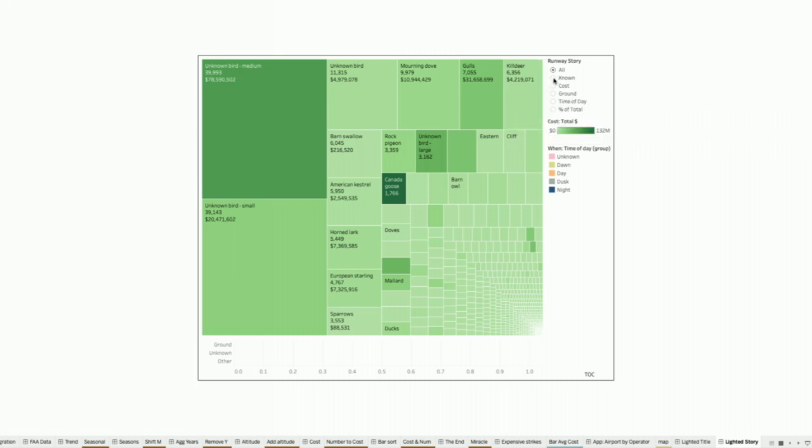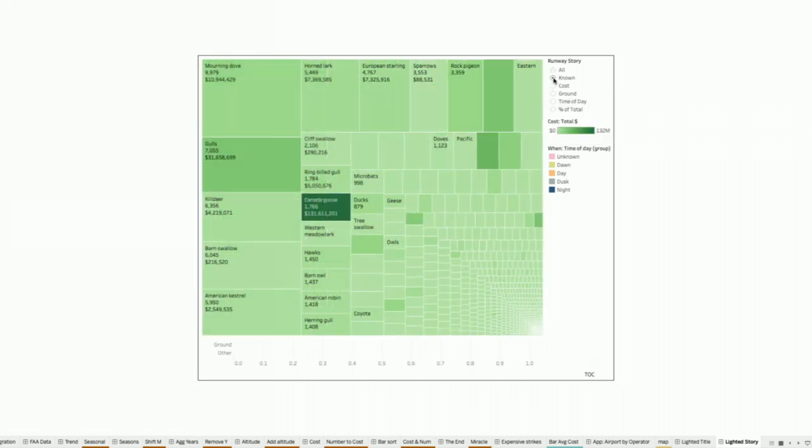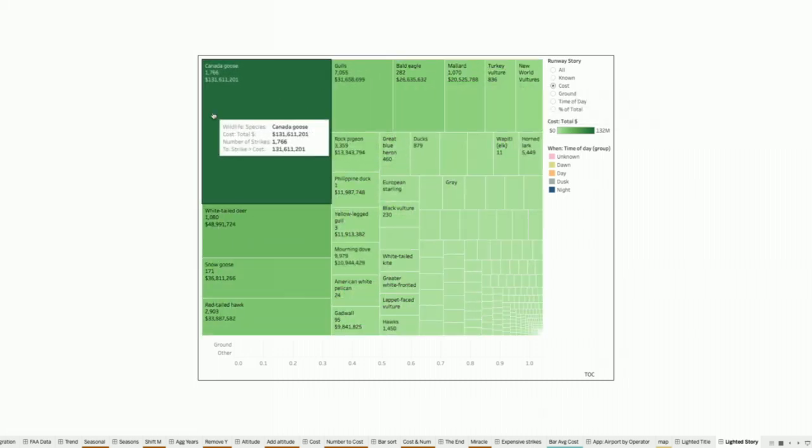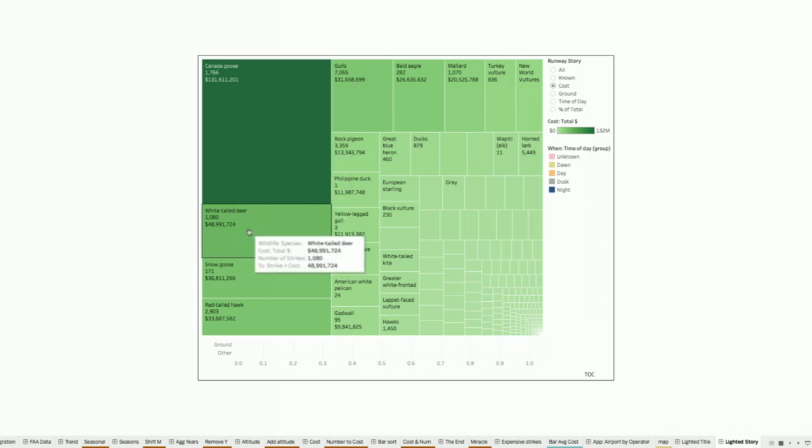But for lighted runways, I'm not interested in the unknown species. So let's remove them from this particular story. And so clicking on the parameter removes all the unknown ones. And now we can see that mourning dove is at the top. And then you can see that Canada goose, in terms of cost, it's dark green, is significant. And so let's reorganize the tree map by cost on size. And so now Canada goose moves up to the top. And now we see that number two in terms of cost is the white-tailed deer.